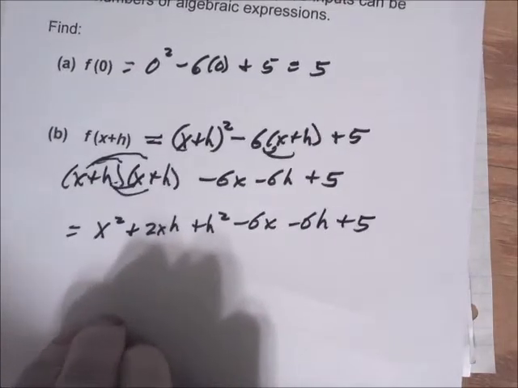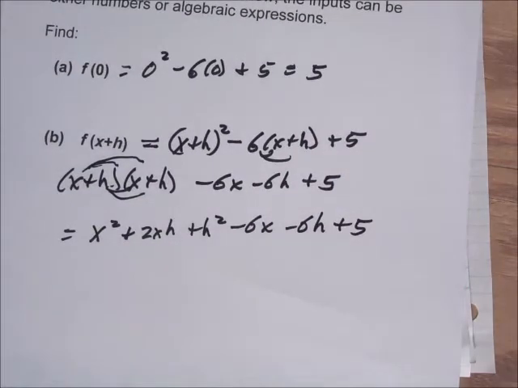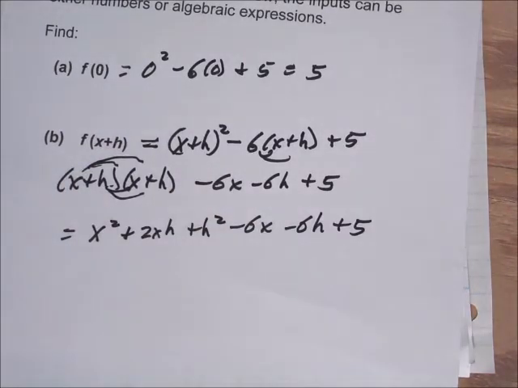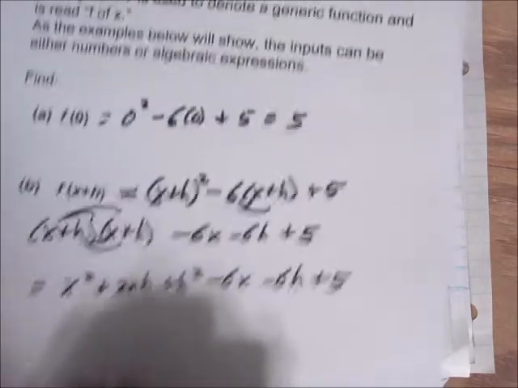And this is actually going to be part of the procedure of calculating the slope of something that's not a straight line. This is part of what's called the difference quotient.